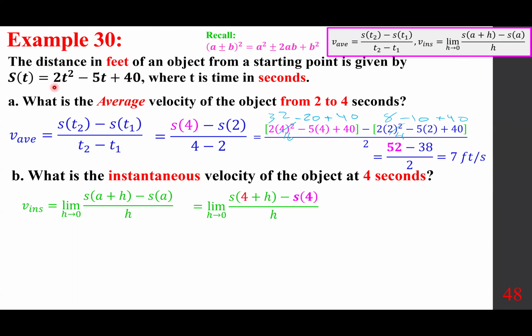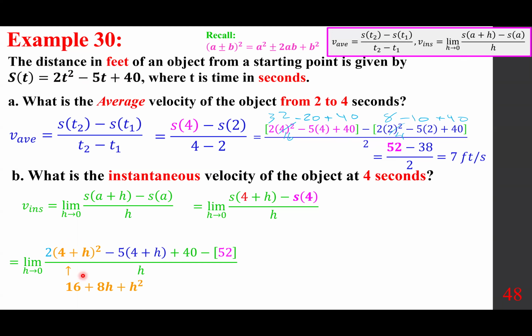And then s of 4, you can even use the fact that s of 4 we calculated to be 52. You can write this or just a 52. So I'm using 52 because we've already done that. As you know, 4 plus h squared, you square this one is 16, 2 times this times that plus 8h plus h squared. Now we're going to distribute the 2. We get 32 plus 16h plus 2h squared minus 20 minus 5h plus 40 minus 52. And again, this 52, we had calculated it here, so we didn't have to repeat that.